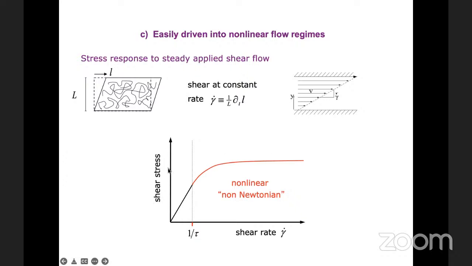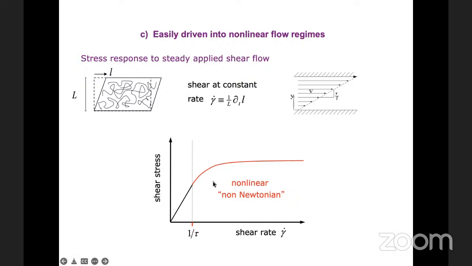So this curve of the shear stress, so that's the force in this direction on this plate that has its normal in this direction, as a function of the shear rate, so the speed with which the plate is moving to the right normalized by the gap size, then gives you what's called the steady state flow curve. And this is one of the most commonly measured entities in rheology, steady state rheology.